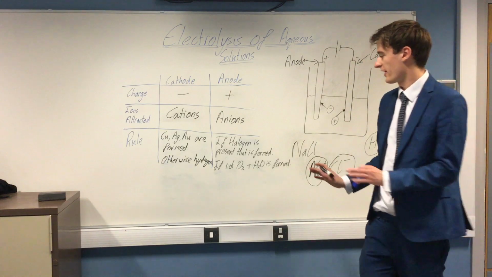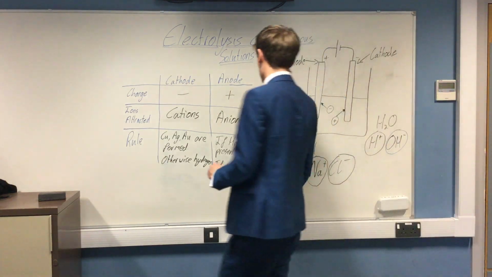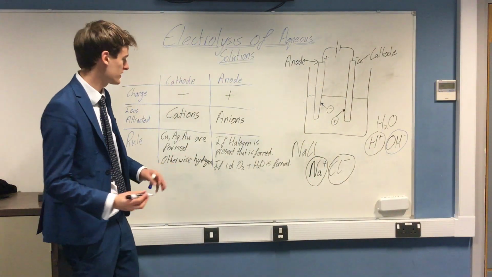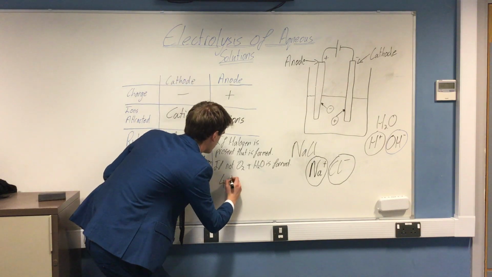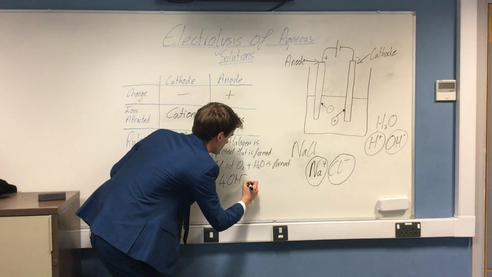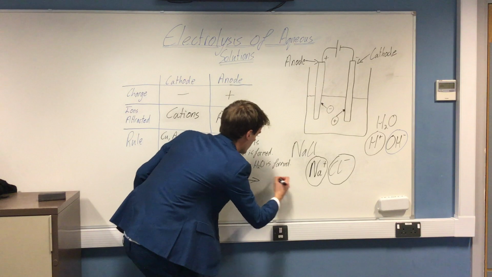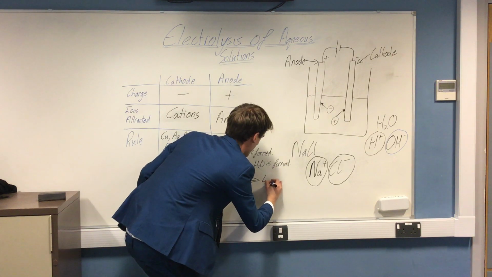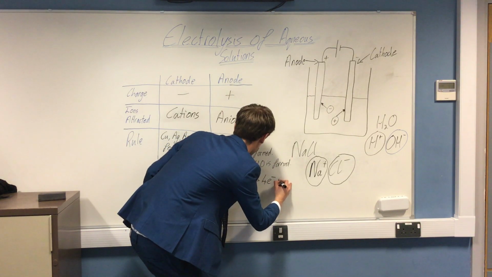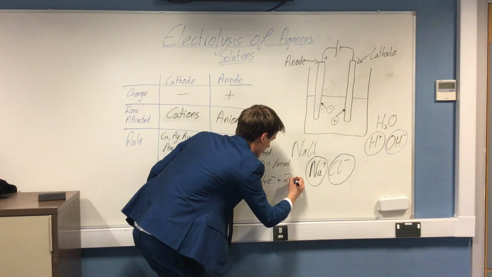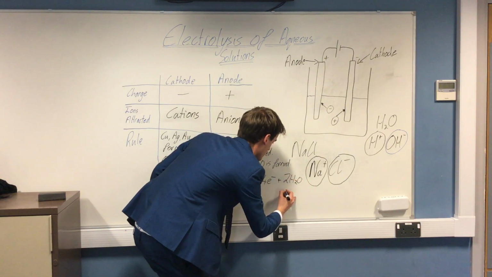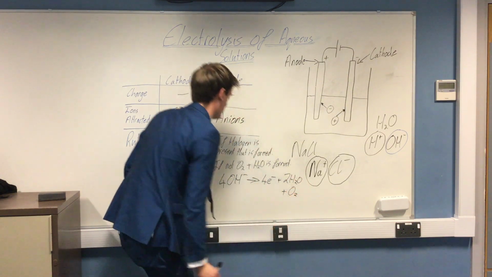And the equation for that I'm going to leave at the bottom here. It's a tricky one. I suggest you learn it. Is 4OH minus forming 4 electrons, 2H2O and O2.